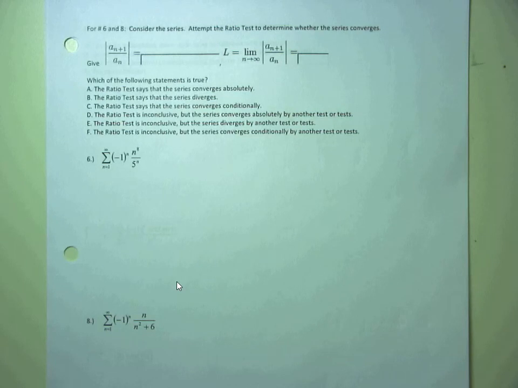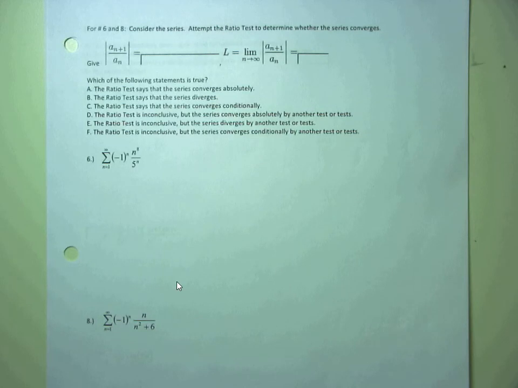What does the ratio test tell you? It tells you one of 3 things. 1, if L is less than 1, then the series is convergent. If it was an alternating series, it would be absolutely convergent, right? 2, if L is greater than 1, what is the series then? Divergent. And 3, if L equals 1, the test is inconclusive, you should try another test.